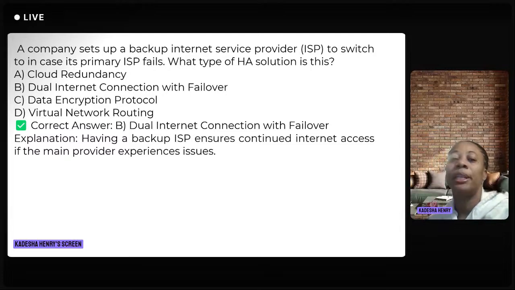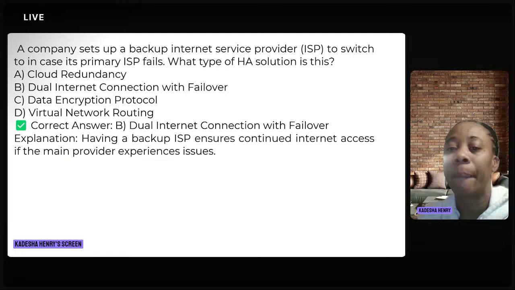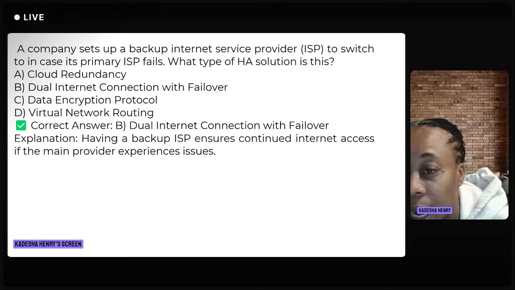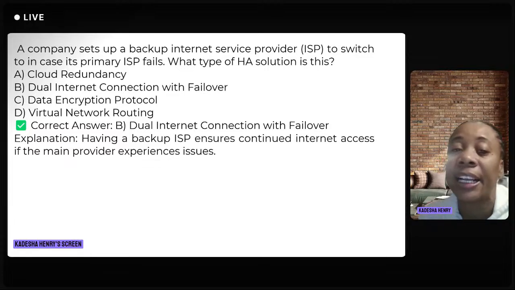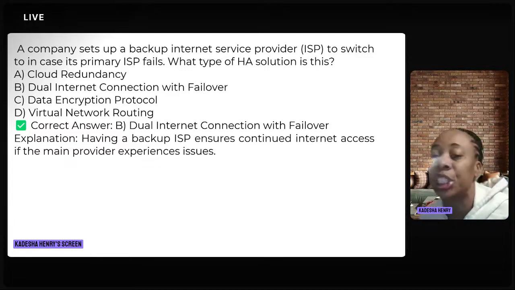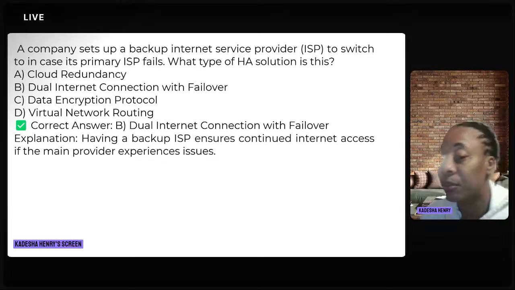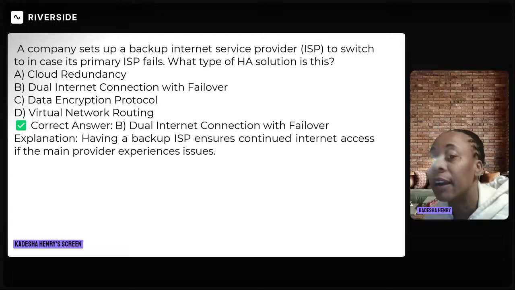Next question. A company sets up a backup internet service provider to switch in case the primary ISP fails. What type of HA solution is it? So the company decided that they're going to have a backup internet provider just in case the primary one fails. They have a backup one.